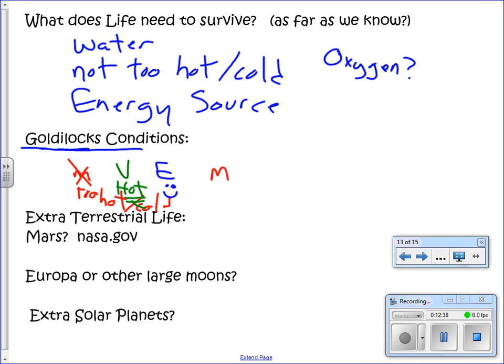Yes, it is. And that's why we call it the Goldilocks conditions. And then we've got Mars, where the atmosphere is a little bit too thin and it's a little bit too cold.